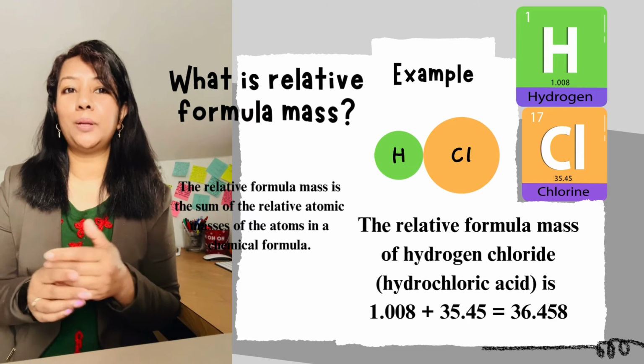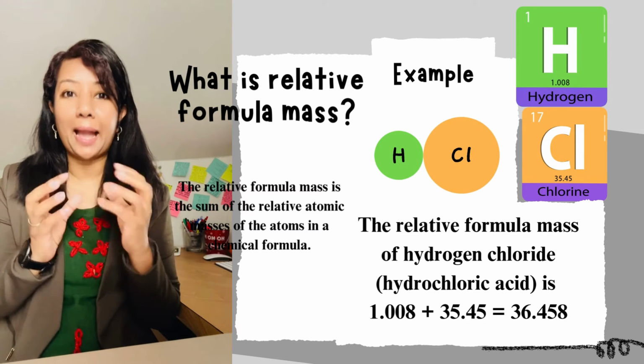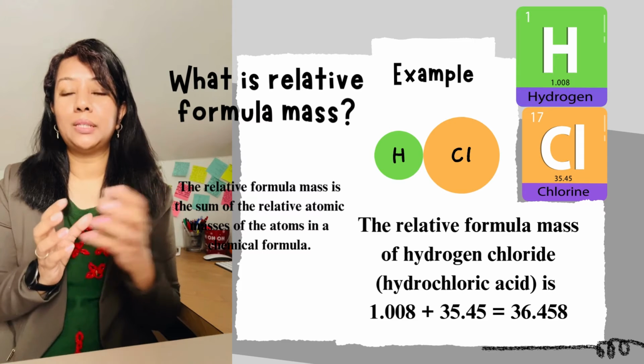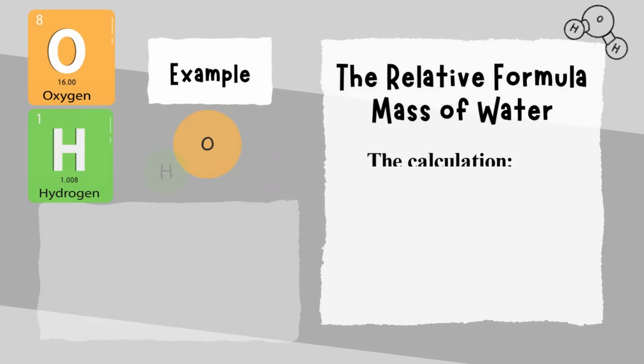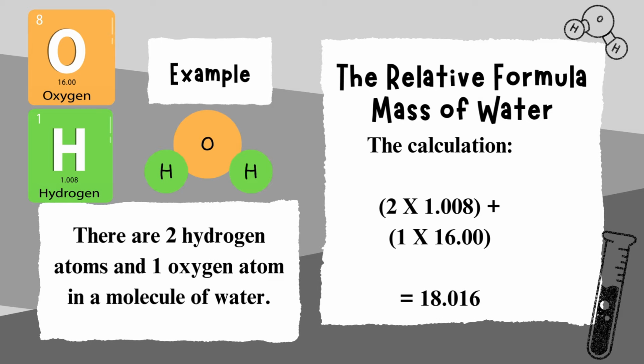What is relative formula mass? Well, relative formula mass is the sum of the relative atomic masses of the atoms in the chemical formula. So the relative formula mass of water, the calculation: there are 2 hydrogen atoms and 1 oxygen atom in a molecule of water. So we'll just multiply and add together. That is 18.016.